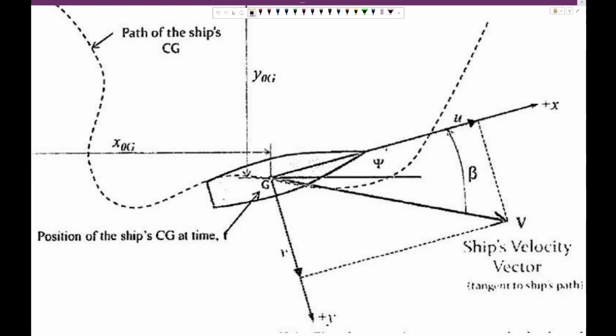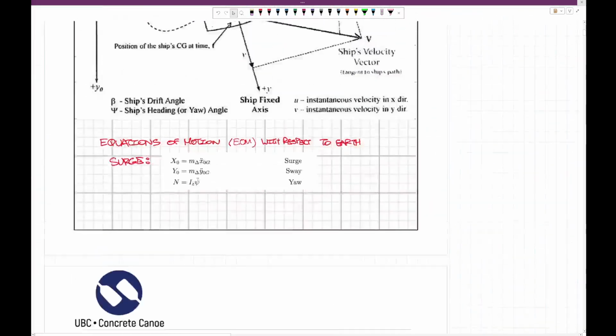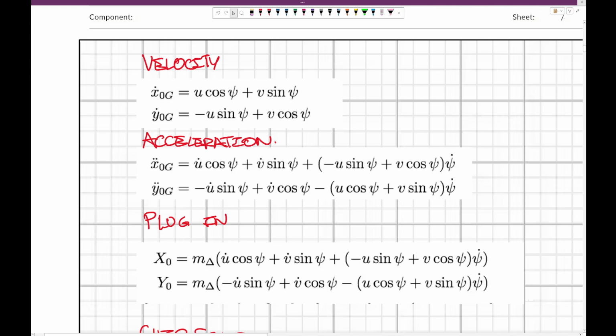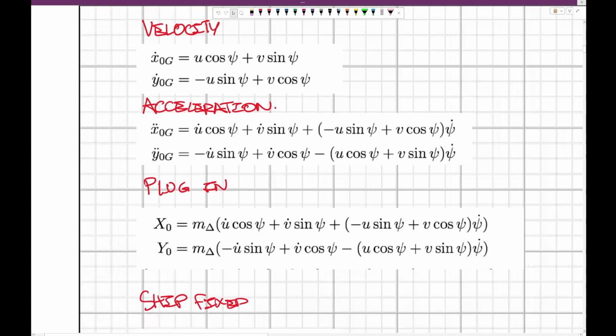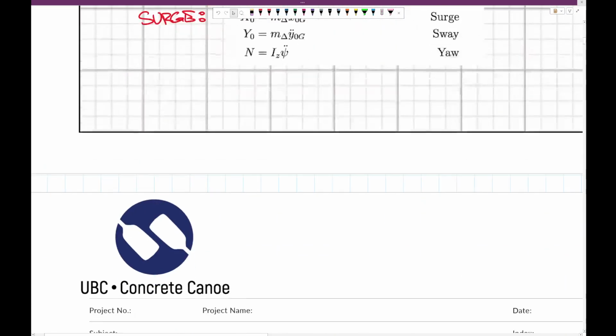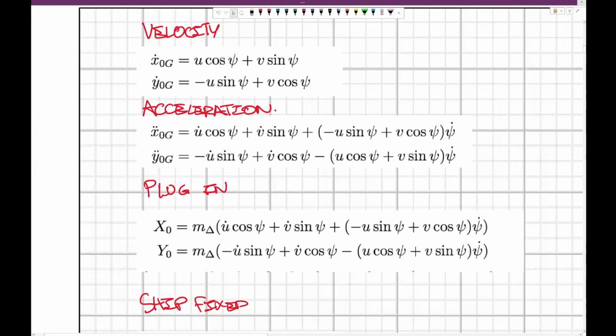So if we then just do some simple differentiation, we can get the acceleration, if you're familiar with the trigonometric differentiations. And then after that, we can just plug all these values back into our initial equation of motion up here. And then we're going to get something that looks like this.